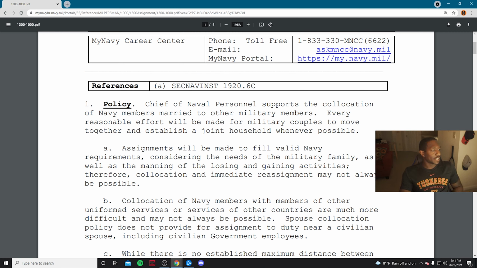So this policy, the Chief of Naval Personnel supports the coalition of Navy members married to other military members. Every reasonable effort will be made for the military couple to move together and establish a joint household whenever possible. So they try to keep you together if you want to be together. There are also some caveats to that if you wanted to voluntarily not be co-located. That's why you got to read the instructions, right?